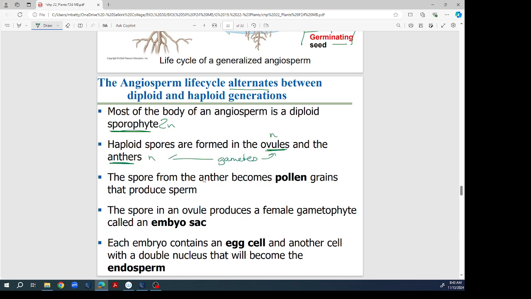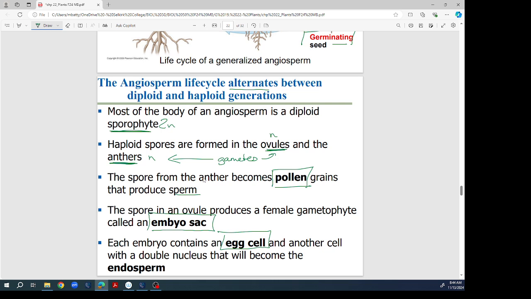Those spores formed in the anthers and the ovules. Now, when we think of anthers and the male gametes, we could think of pollen. And so pollen grains produce the sperm. We could think of them as gametes, even though that's a little bit of a misnomer. The spore in the ovule produces the female gametophyte, and it's called an embryo sac. And so we've got the embryo sac or the egg cell and the pollen. That's the way I think about it.